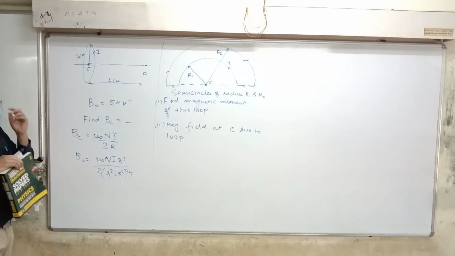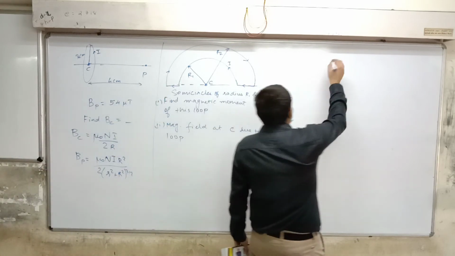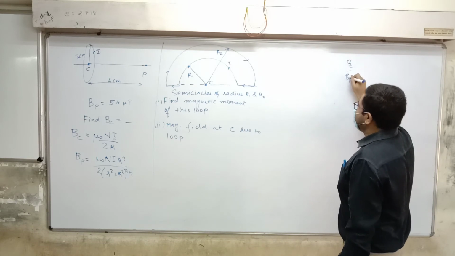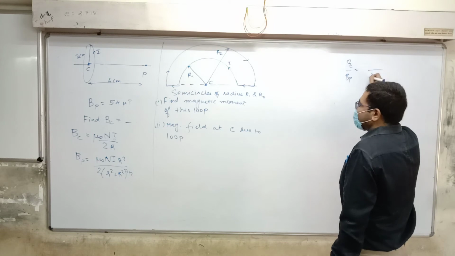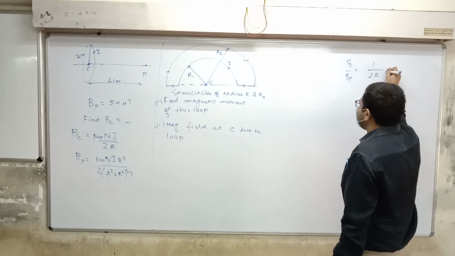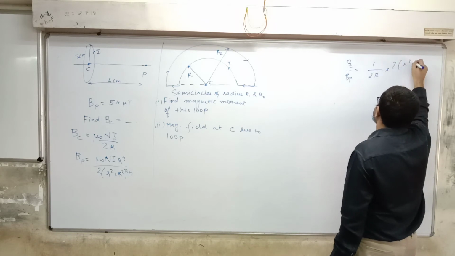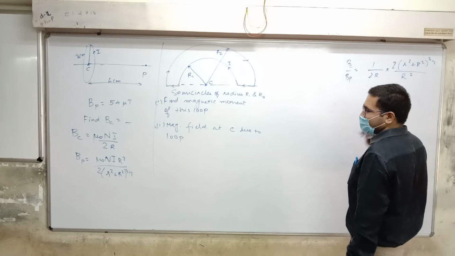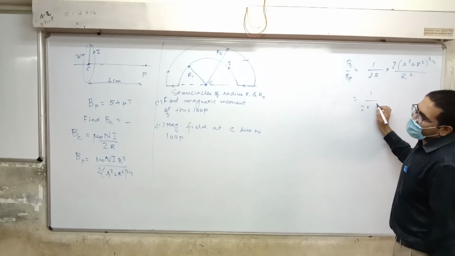Like I said, divide them. So if you divide BC by BP, it is equal to 1 upon 2r, because mu0 cancels, then the other one we divide, so take its reciprocal: 2 into (r squared plus r squared) raised to 3/2 divided by r squared. Let's put all values. 1 by 2. What is r?